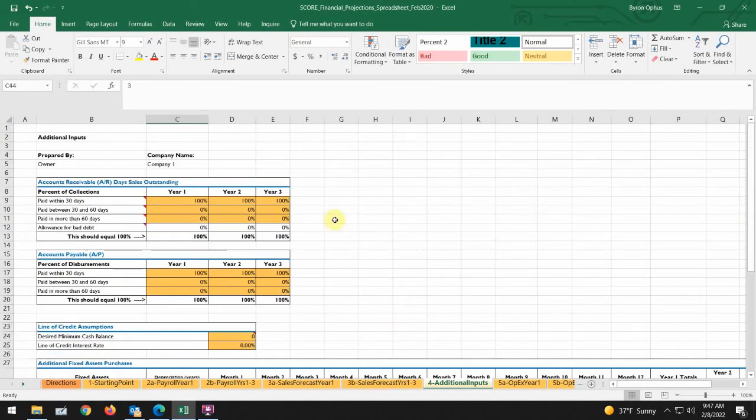Additional inputs. Okay, there's a few things on here that need to be done, probably, maybe, depends on each business. This is percent of collections or accounts receivable. For many of you, this is going to be perfectly appropriate to just leave it like this.